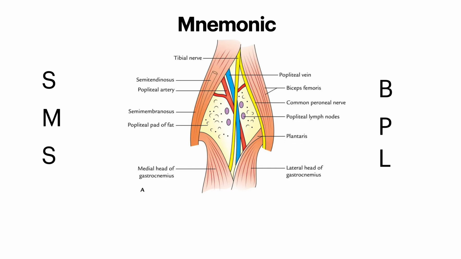And then we have another mnemonic, SMS, which is for medial side of popliteal fossa. Here S and M stand for semimembranosus and another S stands for semitendinosus. And these two, semimembranosus and semitendinosus, form superior medial boundary of popliteal fossa. Then M also stands for medial head of gastrocnemius, which forms inferior medial boundary of popliteal fossa.